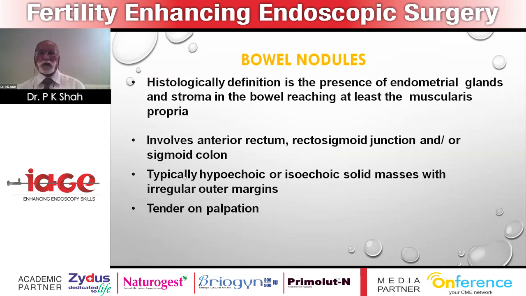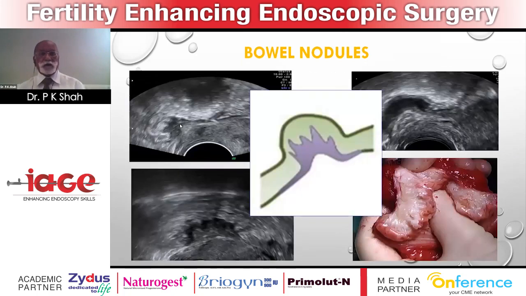Histologically, the definition is the presence of endometriotic nodule and stroma in the bowel reaching at least the muscularis propria. It involves the anterior rectum, rectosigmoid junction, and/or sigmoid colon. Typically hypoechoic or isoechoic solid masses with irregular outer margins, and they are tender on palpation. And these are all the pictures of typical involvement of the large intestine that you can see here.